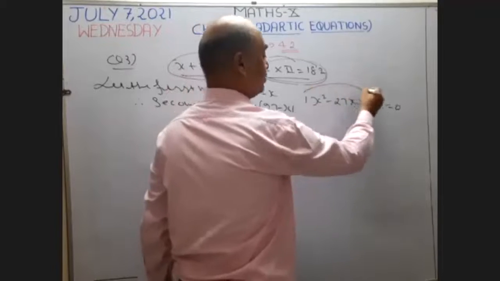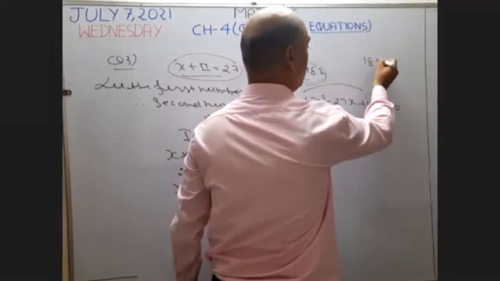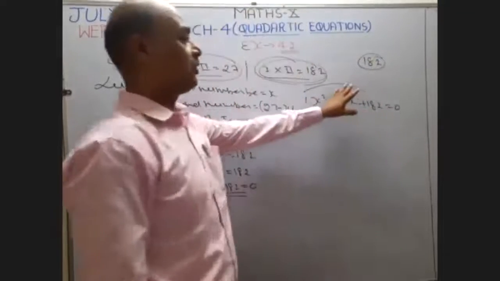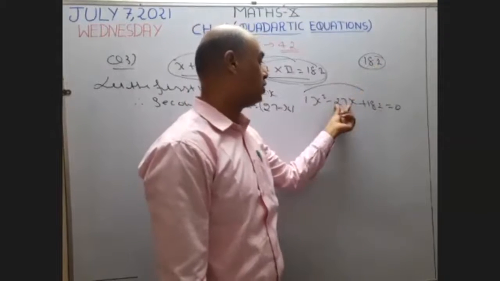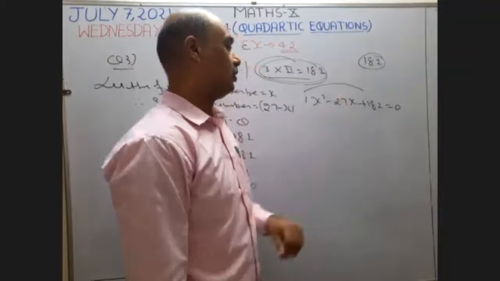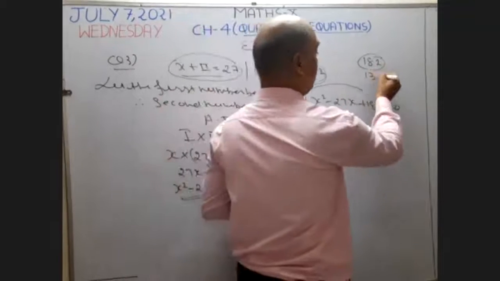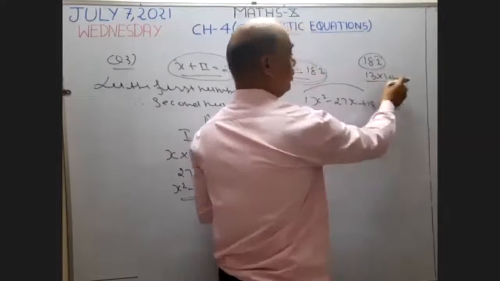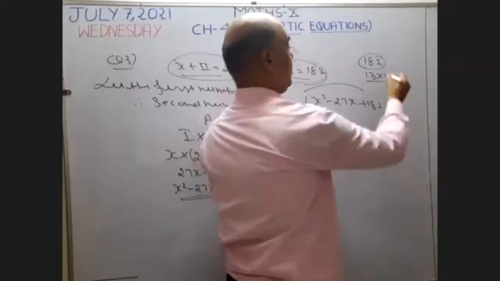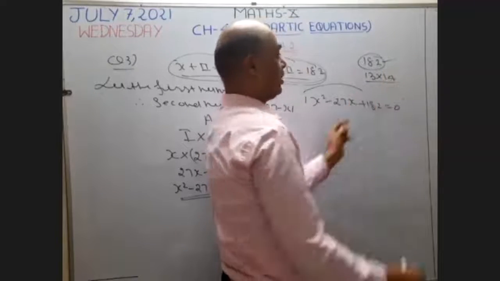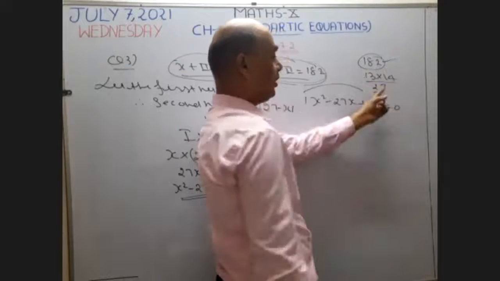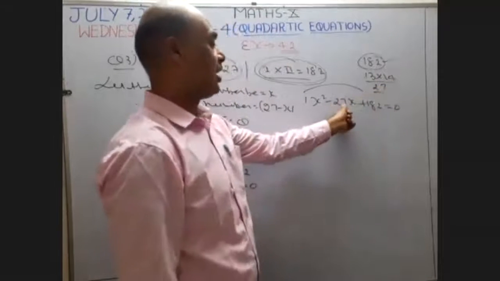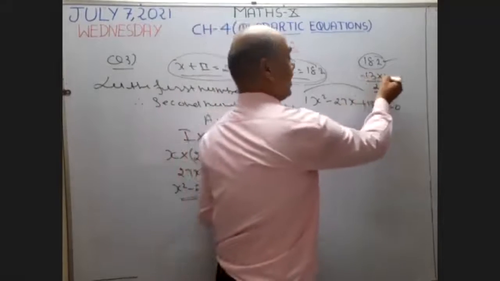When I multiply the first and last term, the answer becomes 182. Now I'm going to find the factors of this number whose product is 182 and whose sum is 27. So the factors are 13 and 14. When you multiply these two numbers, the answer is 182. Add these two numbers: 4 plus 3 is 7, 1 plus 1 is 2, the number becomes 27. Since this number is minus 27, both numbers become negative.